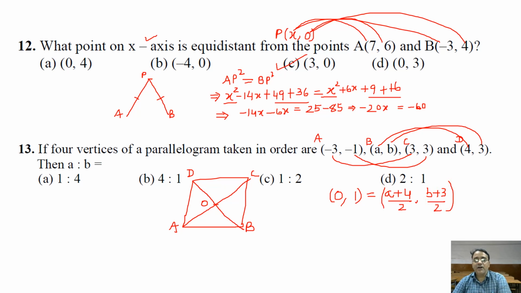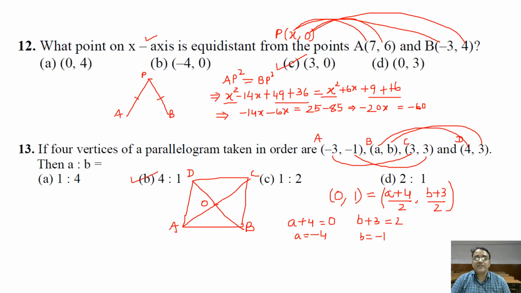Okay. Now compare the coordinates. So a plus 4 will be 0. That means the coordinate of a is minus 4. And b plus 3 will be 2, b plus 3 is equal to 2. So b will be minus 1. Now a is to b is asked. So that is minus 4 upon minus 1, that will be 4 by 1. So the correct option is Option B.